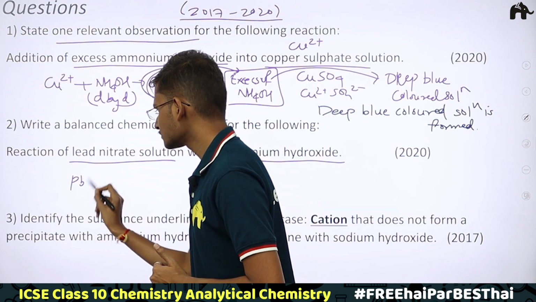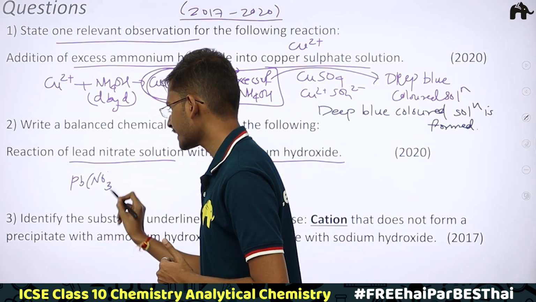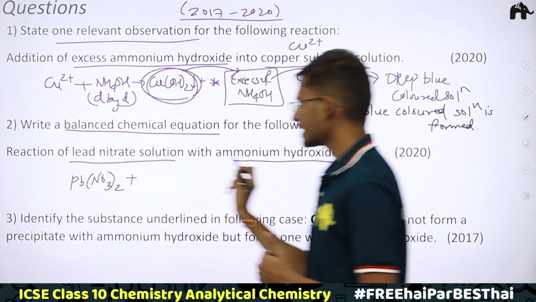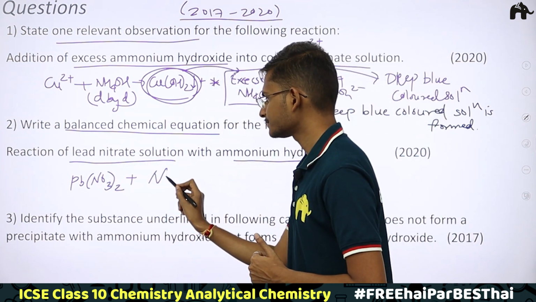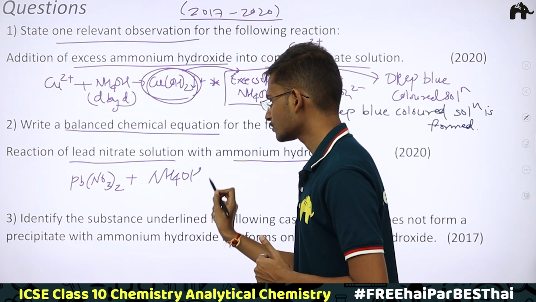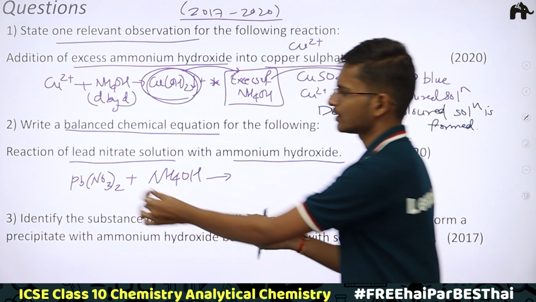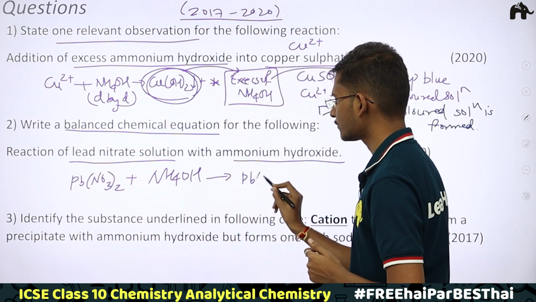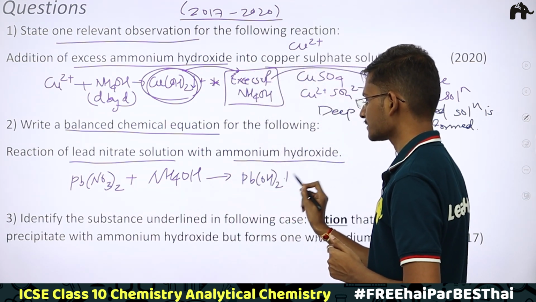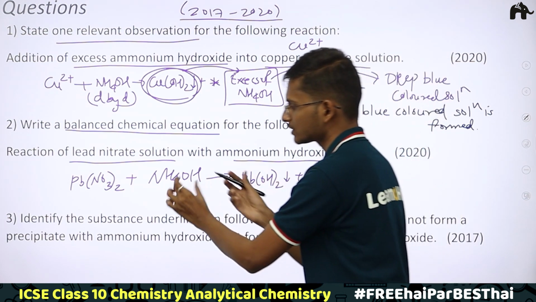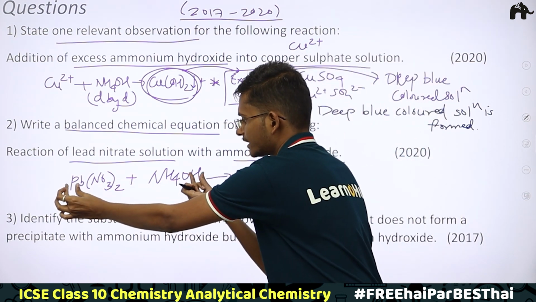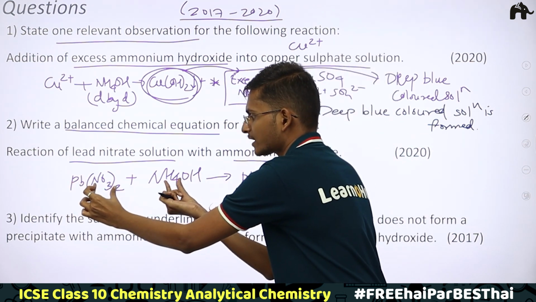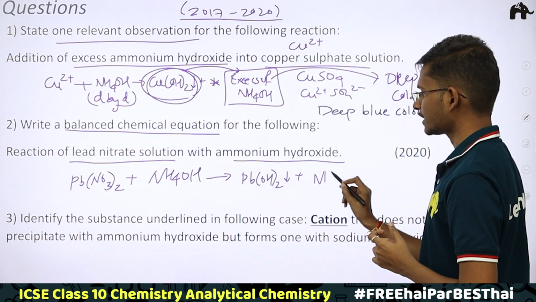So I'm just writing the reactant because we have to write the balanced chemical equation. Okay, so lead nitrate solution is reacting with ammonium hydroxide. What is happening? We know lead hydroxide precipitate is getting formed and a soluble salt is getting formed. Now we have studied it so many times, right? And which soluble salt is getting formed? How we can figure it out? See, lead and hydroxide are forming lead hydroxide. What is remaining? Ammonium and nitrate ions. So it would form ammonium nitrate.